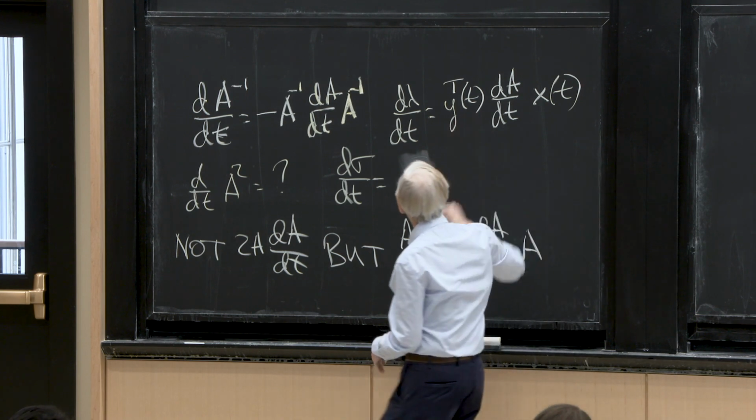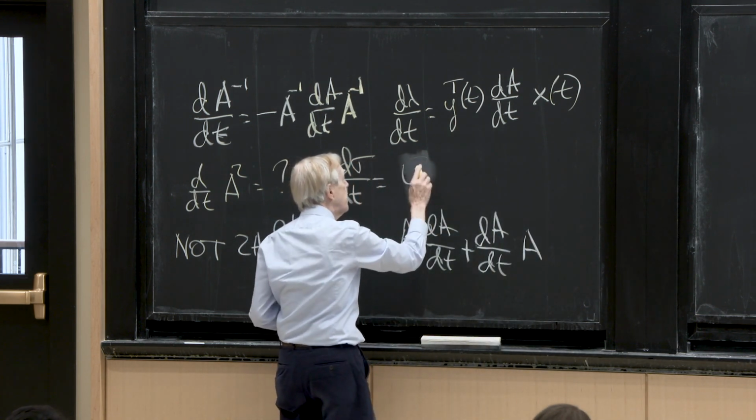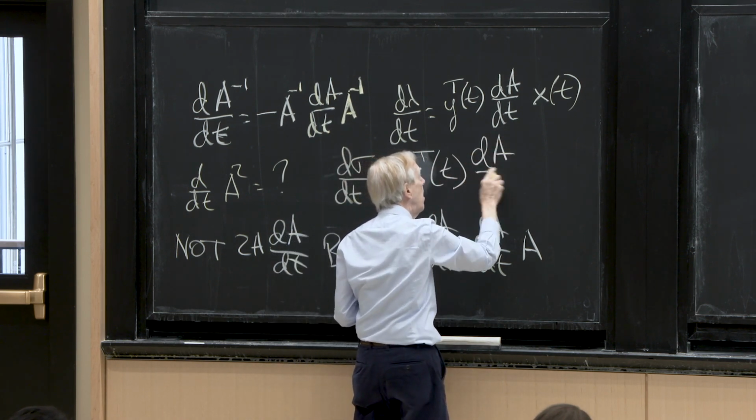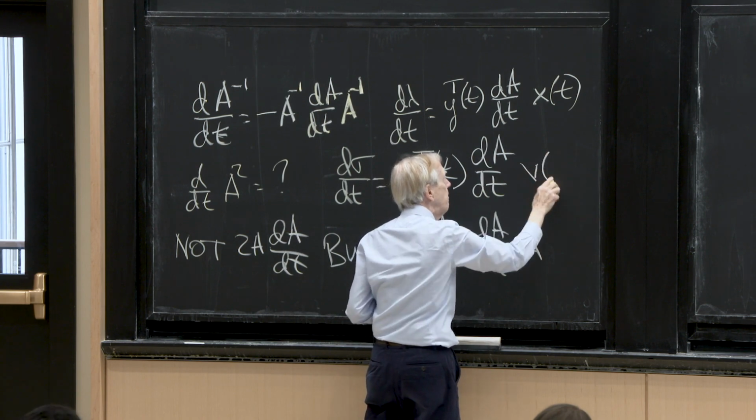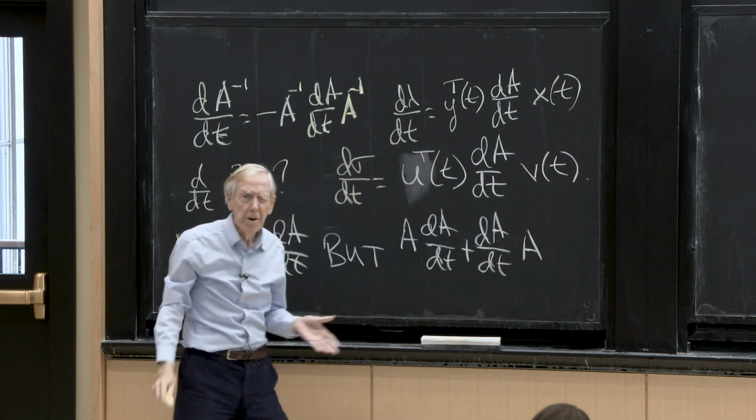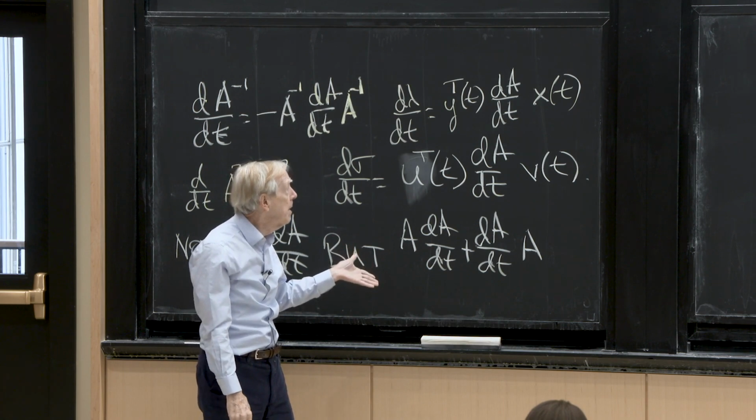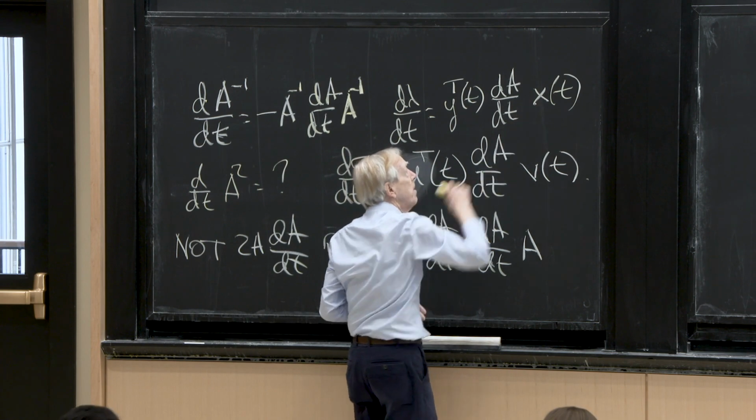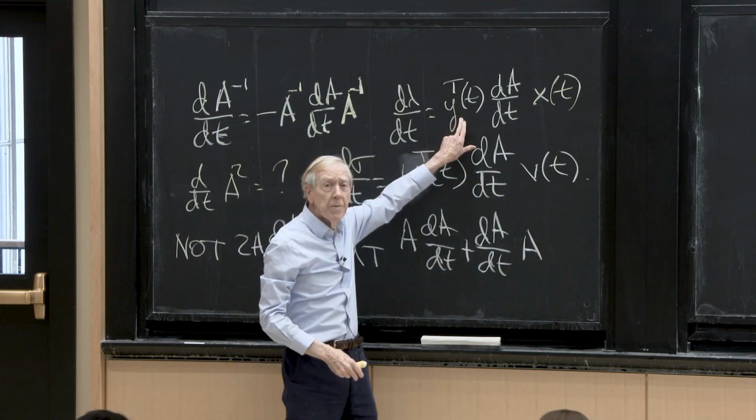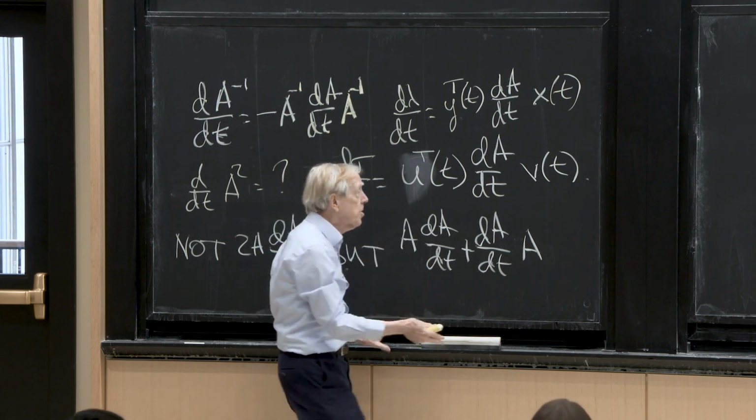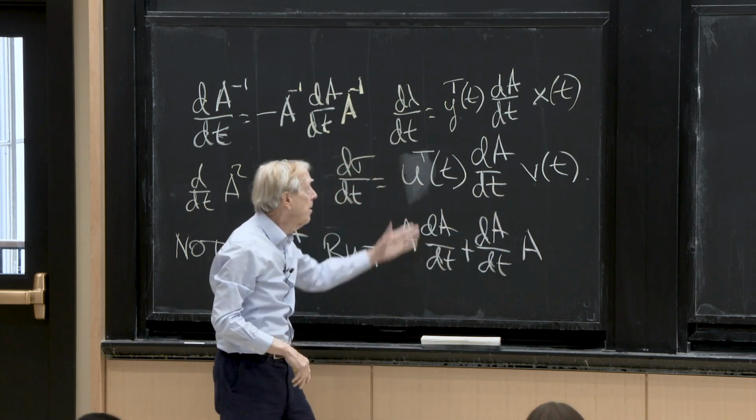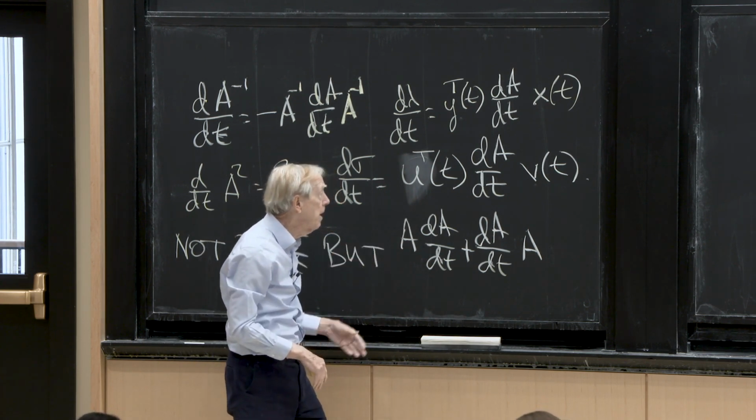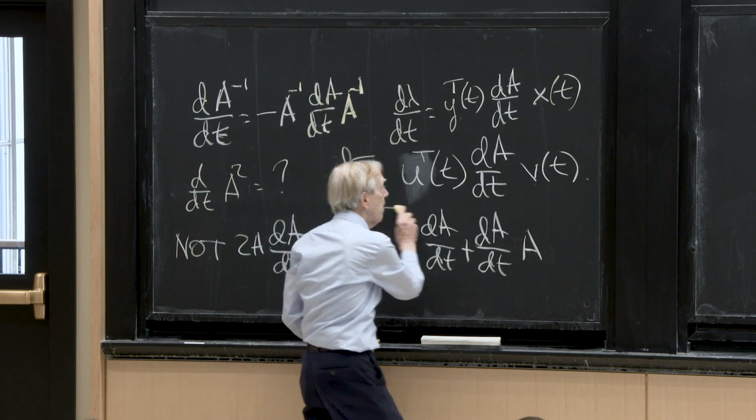And in parallel with this is the nice formula, U transpose dA/dt V of t. Boy, you couldn't ask for a nicer formula than that, right? So it's just like this. You remember this is the eigenvector? And that's the eigenvector of A transpose. So this is the singular vector of A. And you could say this is the singular vector of A transpose, or it's the left singular vector of A.